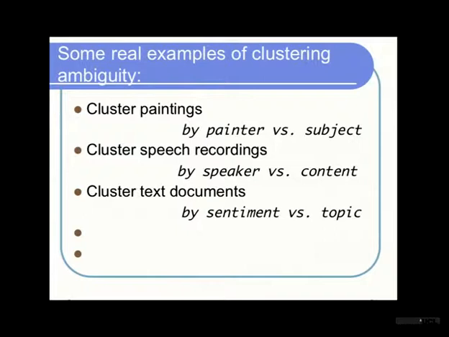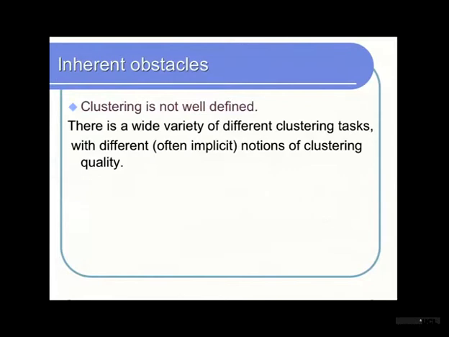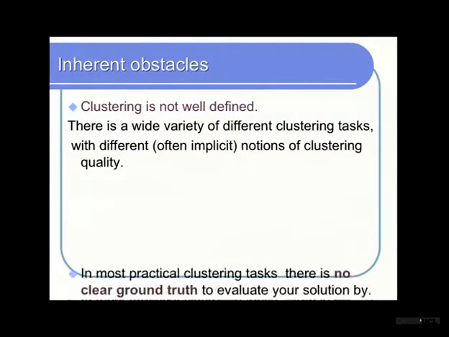And we can also see lots of such ambiguities in practice. If I ask you to cluster paintings, how should you cluster them? What is the correct clustering, by the painter or by the subject? If I ask you to cluster speech recordings, do you want to cluster them by the speaker or by the content? If you want to cluster documents, and on and on. For any kind of data set, there are lots of ways by which you could cluster it, and it's not well defined. So this is the first inherent obstacle to doing a theory of clustering. It's not well defined. There's a wide variety of different clustering tasks with different notions of clustering quality.